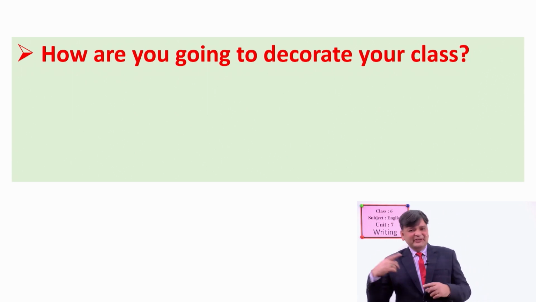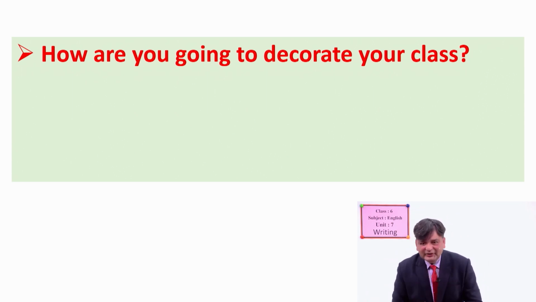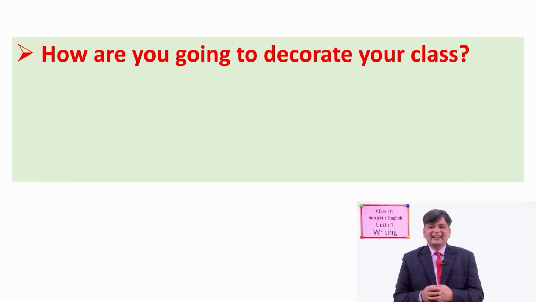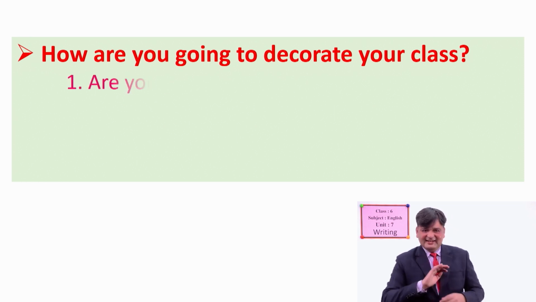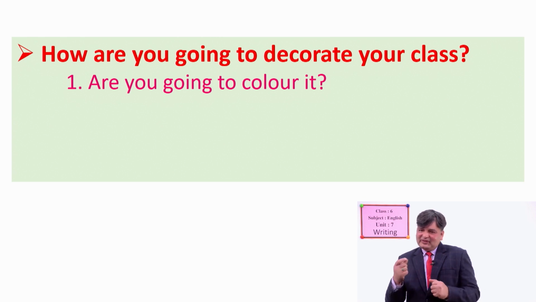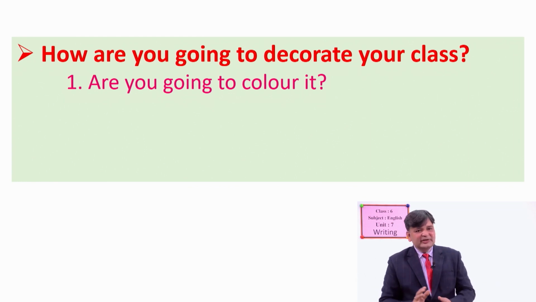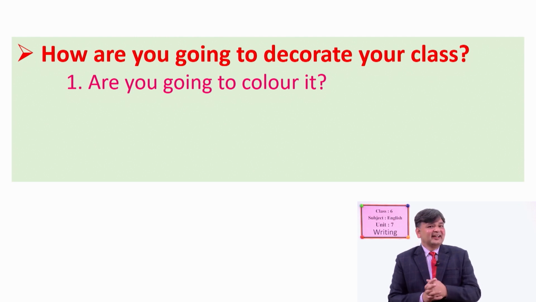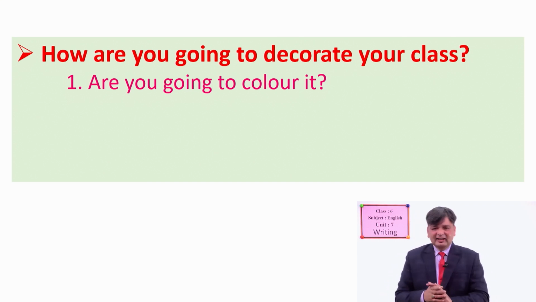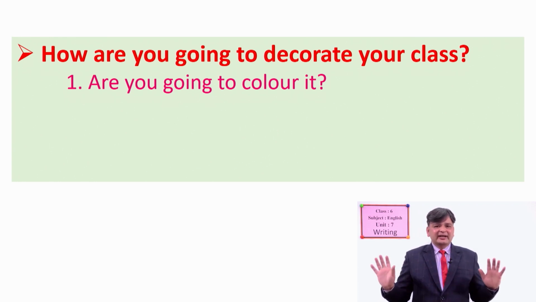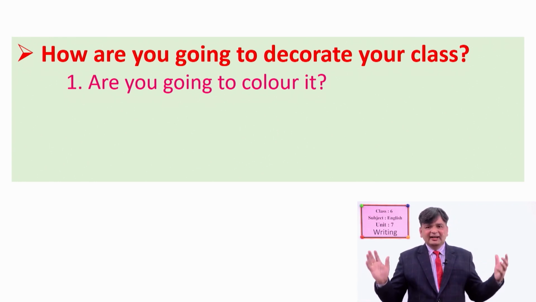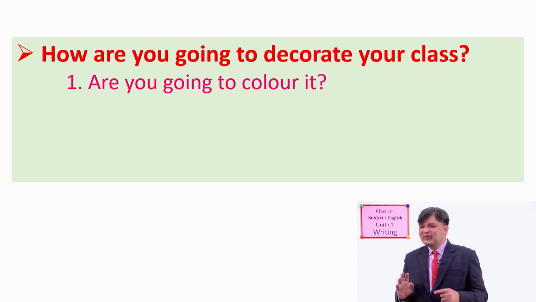Okay, it's about your classroom. So how are you going to decorate your class? Good. So you mean you are going to make it beautiful, look beautiful, right? So how do you do that? Are you going to color it? Yes. So which color? White on the ceiling, and you choose blue. You pink. Good. So you can have a bright kind of color, light kind of color, so that your classroom will have good light. Okay.